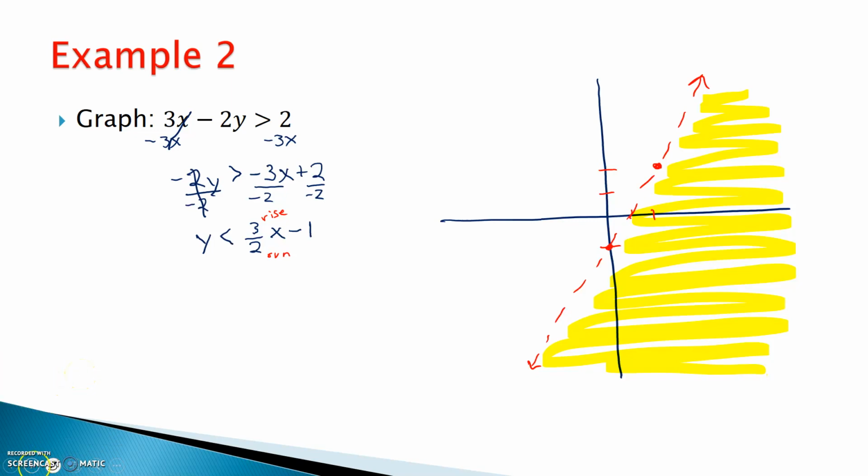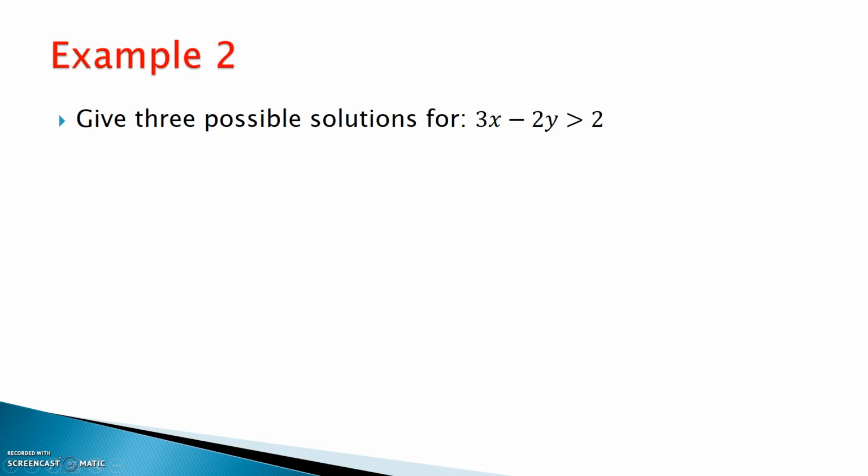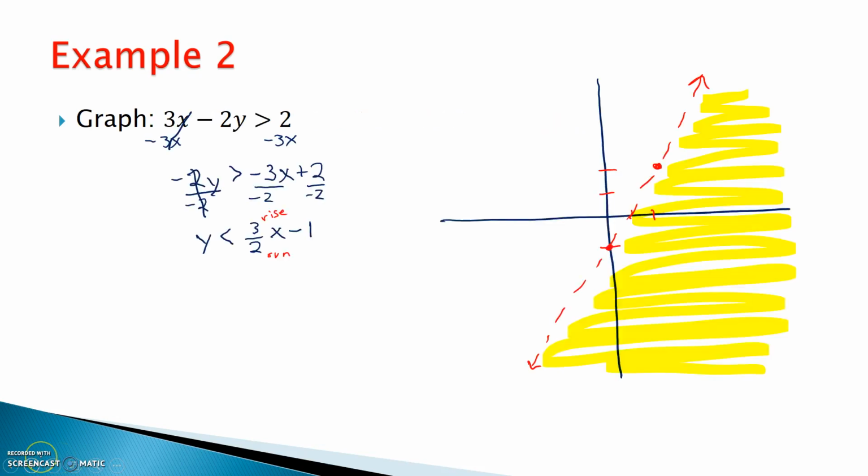All right. Now, of course, I'm going to ask you guys, hey, give 3 possible solutions to the one we just graphed. Well, give me 3 possible solutions. Some people were saying 3, 1. Yeah, would 3, 1 be in there? Yeah, absolutely. It's in the shaded area. What's another one? 2, negative 1. Absolutely, 2, negative 1 is also part of it.